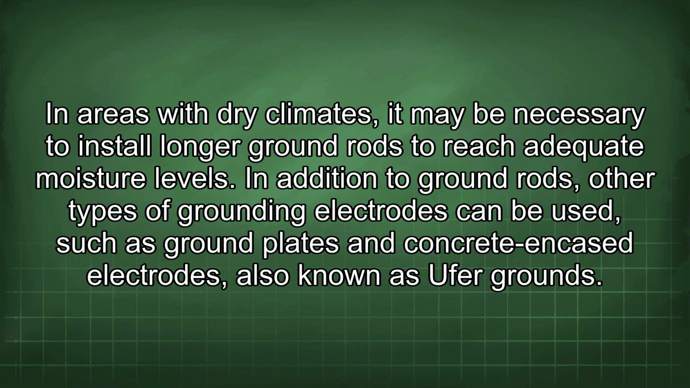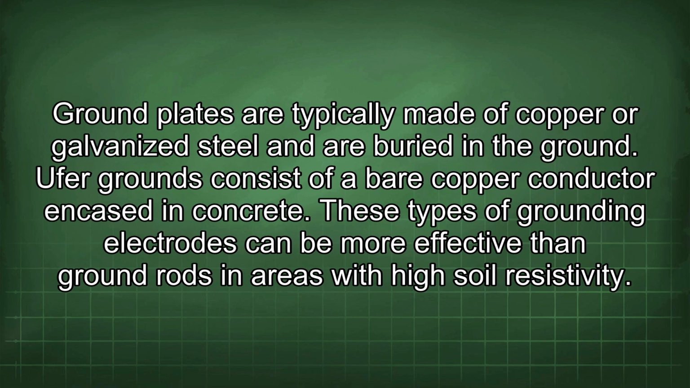In addition to ground rods, other types of grounding electrodes can be used, such as ground plates and concrete encased electrodes, also known as Ufer grounds. Ground plates are typically made of copper or galvanized steel and are buried in the ground. Ufer grounds consist of a bare copper conductor encased in concrete. These types of grounding electrodes can be more effective than ground rods in areas with high soil resistivity.